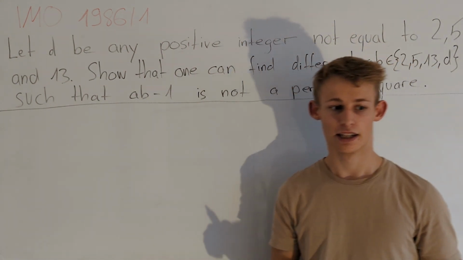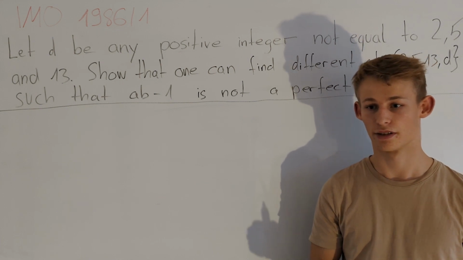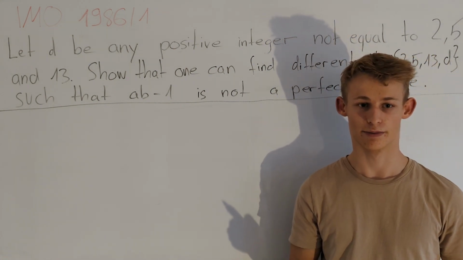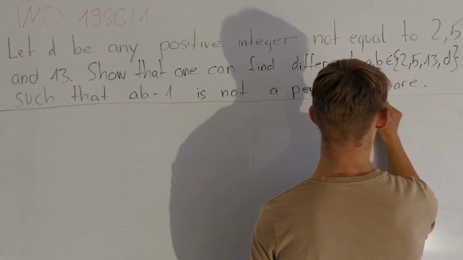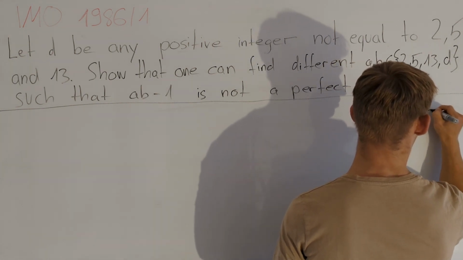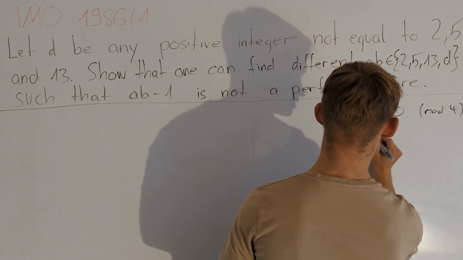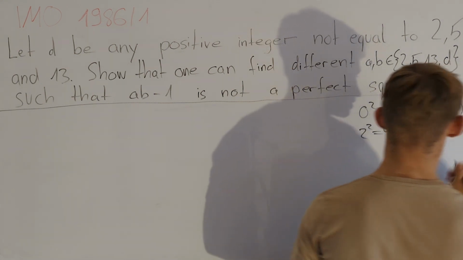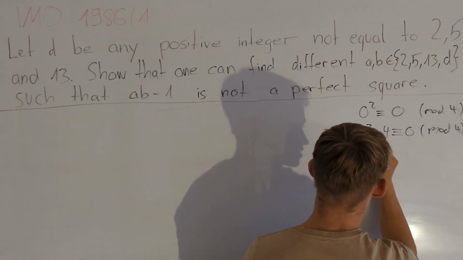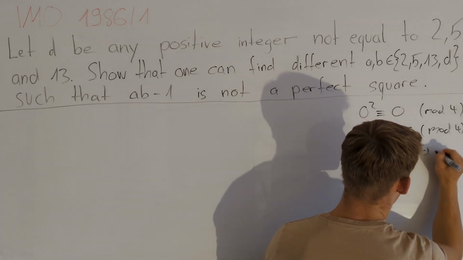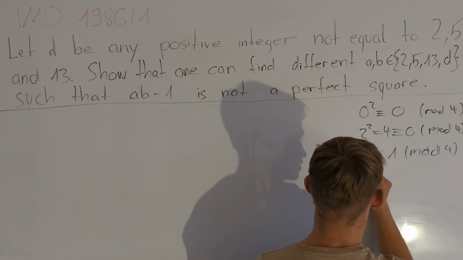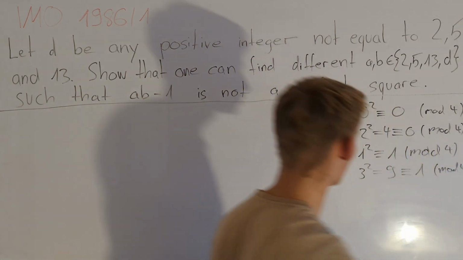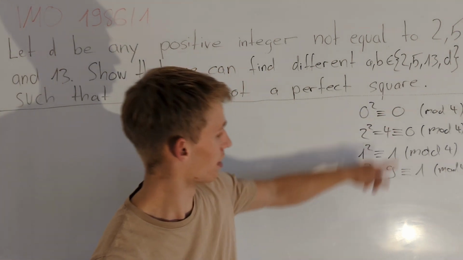If we work with positive integers and some square numbers, it's always a good idea to consider the question in modulo 4, because in modulo 4 we have only two quadratic residues, namely 1 and 0. We can see this because 0 squared is congruent to 0 mod 4, and 2 squared is equal to 4, which is congruent to 0 mod 4. On the other hand, 1 squared is congruent to 1 mod 4, and 3 squared, which is equal to 9, is also congruent to 1 mod 4. So we only have the quadratic residues 0 and 1.